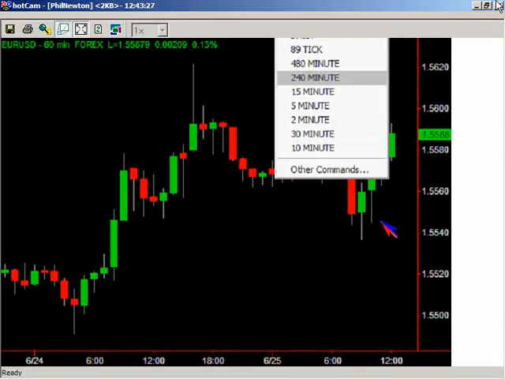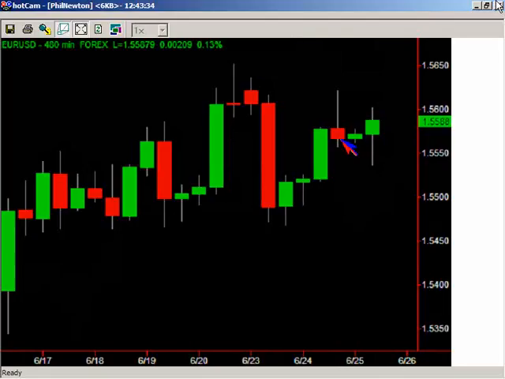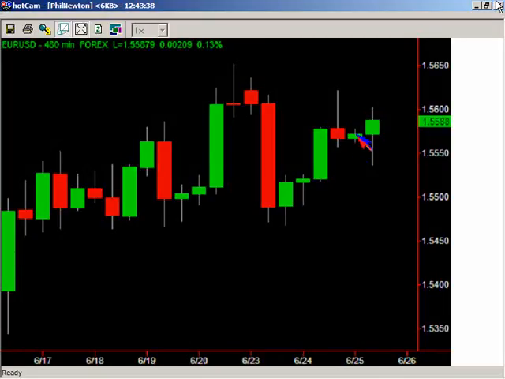Right, so inside bar identified. Prior bar is a down bar. It closed lower than what it opened. So you'd be looking for a short. This one would have stopped you out. Let's just do the calculation for how much it would have cost you.